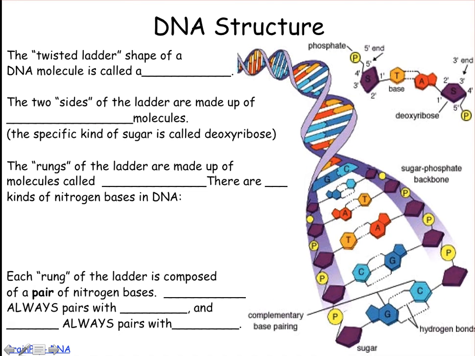Okay, a little bit more about DNA structure. When you look at a strand of DNA, it is always shown in the shape of a twisted ladder. This shape is called a double helix.